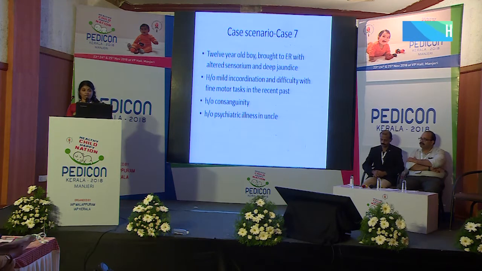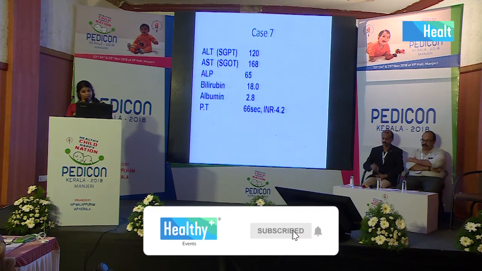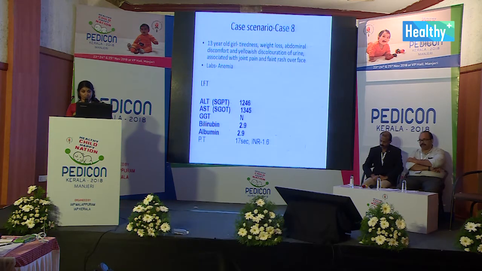The seventh is a 12-year-old boy who was brought to ER with altered sensorium and deep jaundice with history of mild incoordination and difficulty with fine motor tasks in the recent past. There was history of consanguinity and a history of psychiatric illness in the uncle. The enzymes were elevated, the bilirubin was high, and the INR was also elevated. The eighth was a 13-year-old girl with tiredness, weight loss, abdominal discomfort, and yellowish discoloration of urine. The labs showed anemia, and the enzymes were in 4 digits.